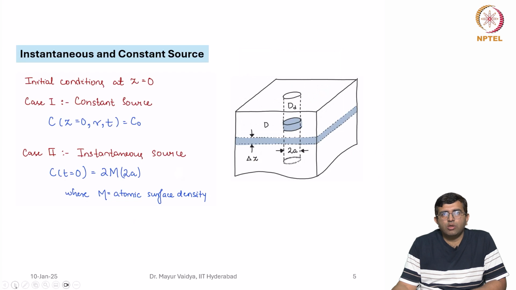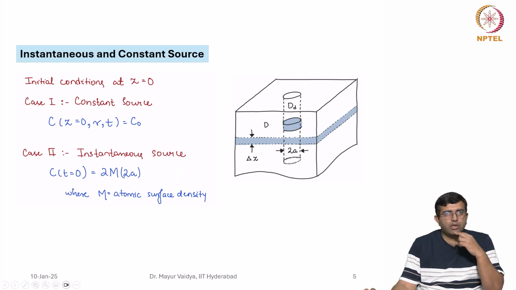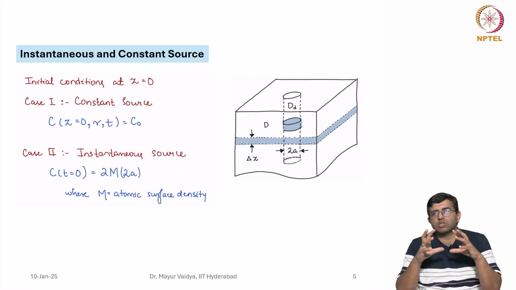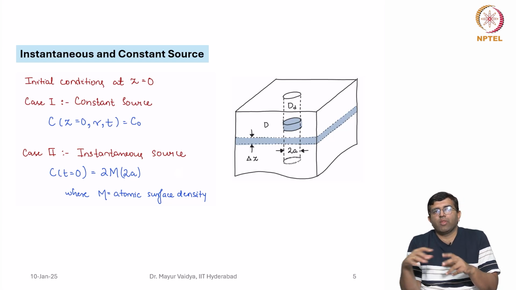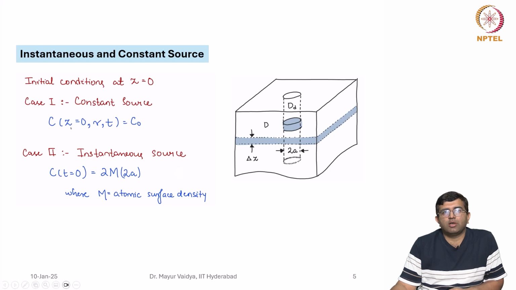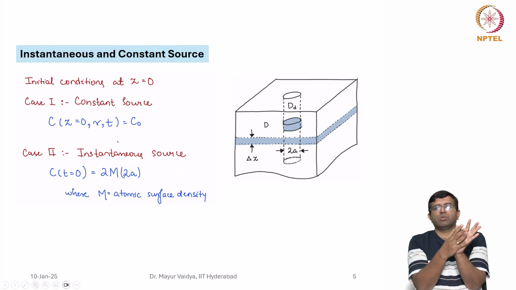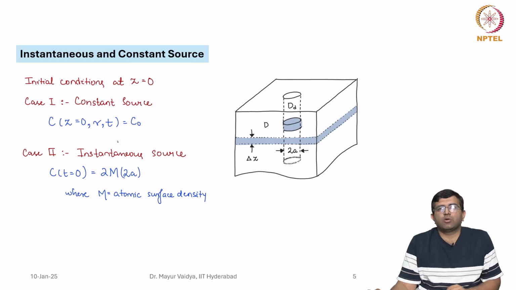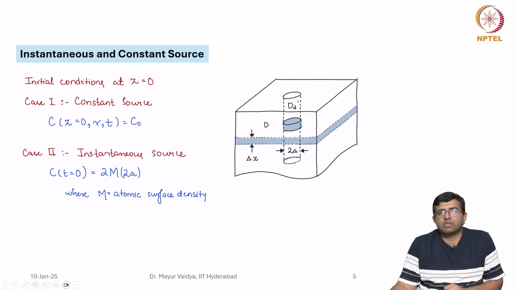Now, here also it is possible to write the initial conditions for the constant source and for the instantaneous source, like we have written previously. So, for the constant source, at z equal to 0, at any r and any t, the concentration will be C naught. So, basically it is like the constant source we saw before also, where the concentration at this surface is maintained constant. So, at z equal to 0, at any r and any t, C will always be equal to C naught.